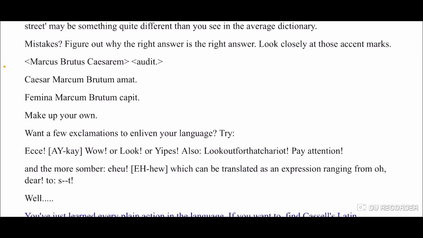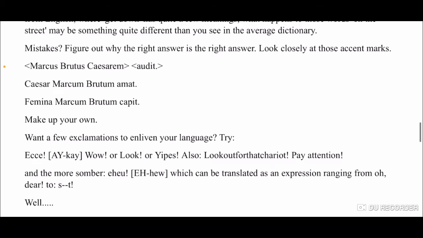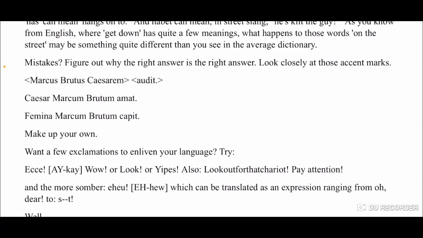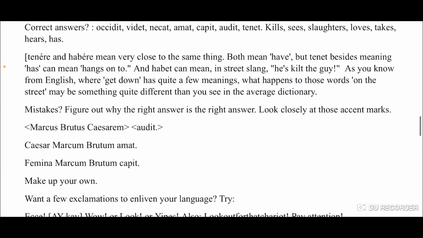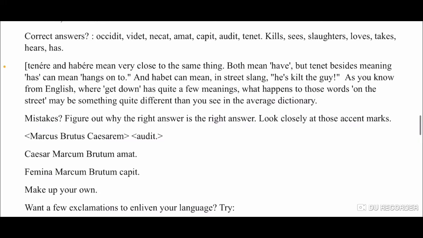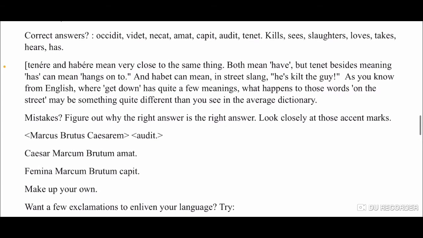So Marcus Brutus hears Caesar. Caesar Marcum Brutum amat. Caesar loves Marcus Brutus. Femina Marcum Brutum capit. The woman capit, heads Marcus Brutus. I don't even know what she means by that. Hears, takes.